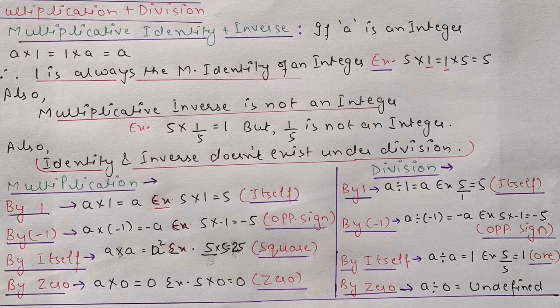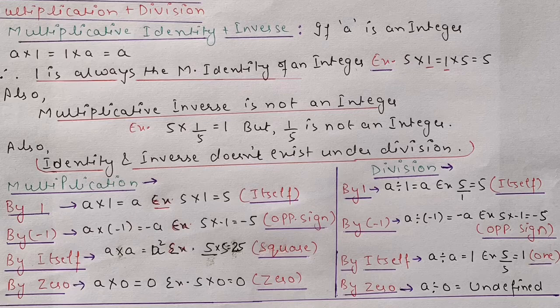Any integer, if you multiply by itself, you will get the square of that number. Square is a concept which again you will study in class 8th. 5 square is 25, meaning 5 into 5. Same way 4 square is 16, 4 into 4. This you will study in the next class, so I am not delving into it in detail. Now, if you multiply any integer by 0, what answer will you get? 5 multiplied by 0 gives 0.